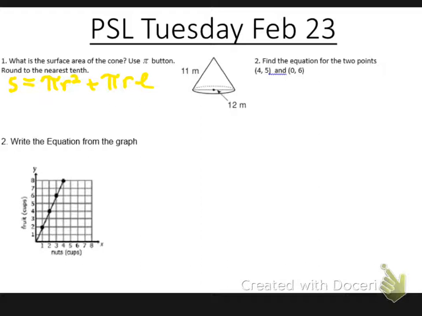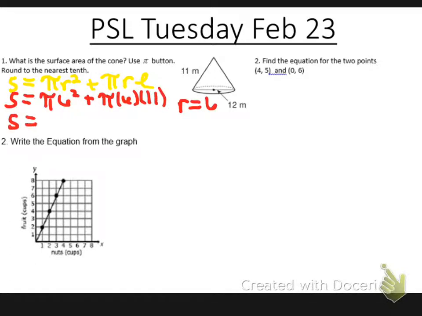If you notice, the line's going all the way across the circle, which means that 12 meters that's given to us, that's the diameter. But our formula is for radius. So remember, to find the radius when you're given the diameter, just simply divide by 2. So 12 divided by 2 is going to give us a radius of 6. So when we put that in our formula here, surface area equals pi 6 squared plus pi 6 times our slant height, which is 11.